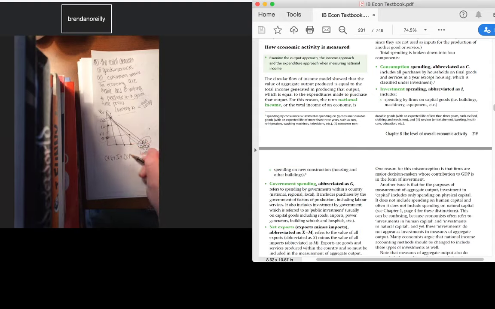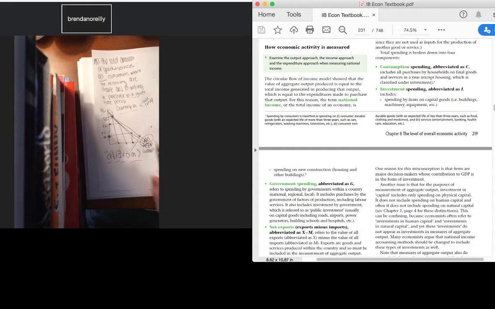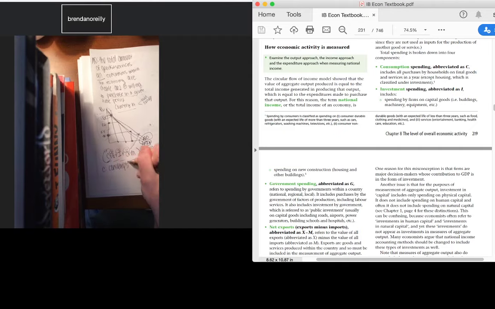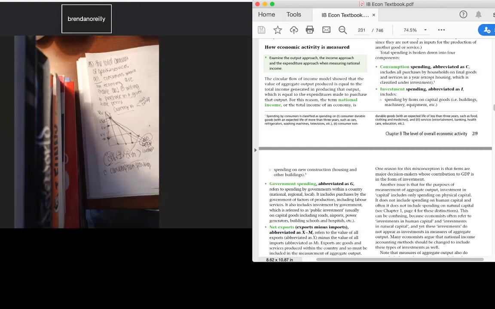And each of these components, each of these 4 components, all get included in this aggregate demand curve, the value of it. So first we have C. C is consumption spending. So consumption spending is basically all the money that consumers spend within an economy to buy every good within an economy, and that's one component of AD. The next is G, which is government spending.